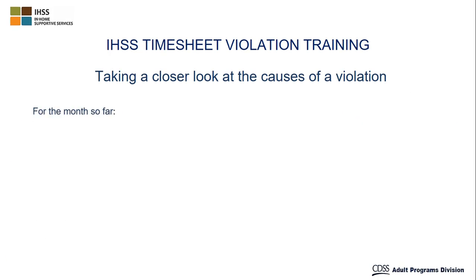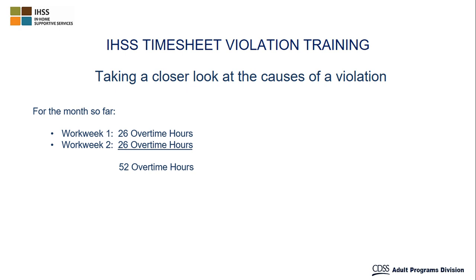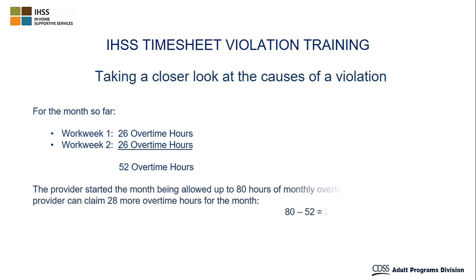Now, let's check and see where the provider is with monthly overtime hours. For both Work Week 1 and Work Week 2, the provider claimed 26 hours of overtime. This is a total of 52 hours of overtime for Part A of the month. The provider started with being allowed up to 80 hours of monthly overtime. Since the provider has already claimed 52 hours, this means they can claim 28 more overtime hours for the month.